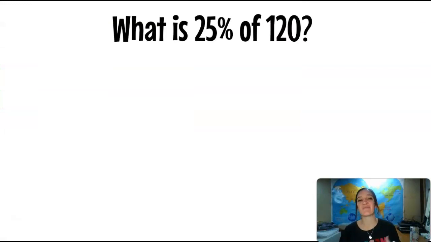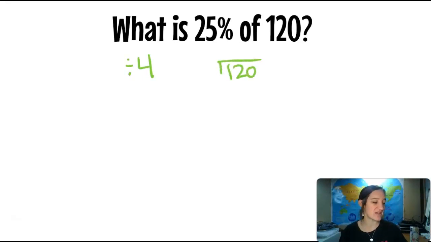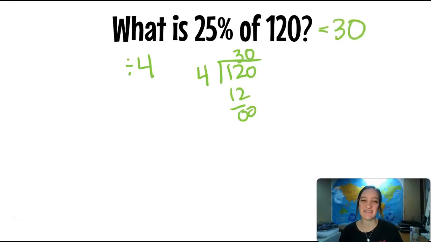What's 25% of 120? Remember, 25% is where we divide by 4. So let's take 120 and divide it by 4, and we'll get 30. 30 is 25% of 120.